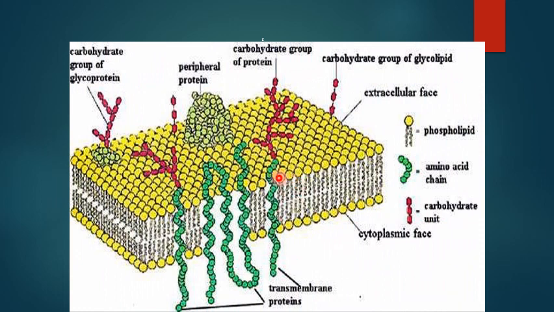Again, dear student, this is the phospholipid bilayer. These are the heads, and these are the tails. Heads directed outwards, and tails directed inward. Here are the proteins, either transmembrane protein or peripheral protein, and the carbohydrate either attached to the protein, called glycoprotein, or attached to the lipid, called glycolipid.